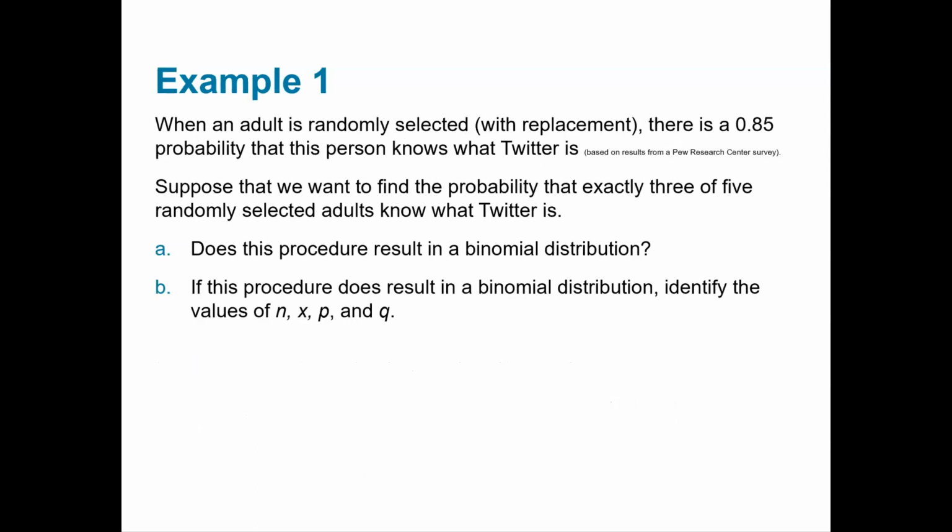All right, so example 1. When an adult is randomly selected with replacement, there is a 0.85 probability that this person knows what Twitter is. Suppose that we want to find the probability that exactly 3 of 5 randomly selected adults know what Twitter is. Does this procedure result in a binomial distribution? All right, so let's take a peek here. There's some criteria that we have to see. So let's go back to our list.